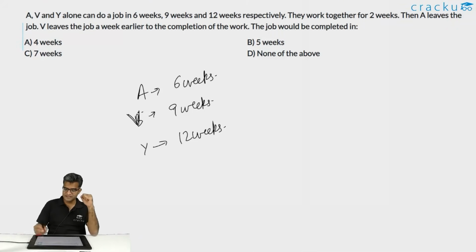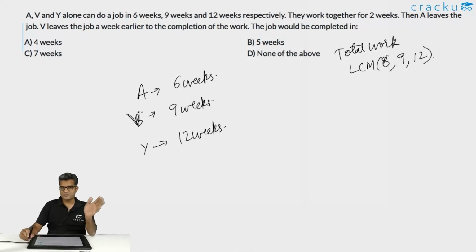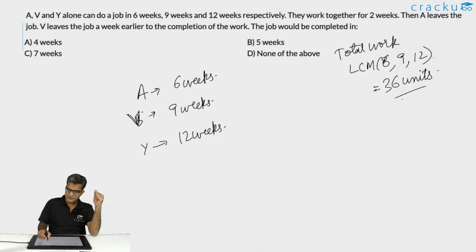To do that, let us assume that the total work that needs to be done is the least common multiple of 6, 9 and 12. What is the least common multiple of 6, 9 and 12? This will be 36. So let us assume that the total work that needs to be done is 36 units. You can assume the time to be any number. If you assume this to be the least common multiple, many of the calculations become easy. That is why we assume it to be LCM.